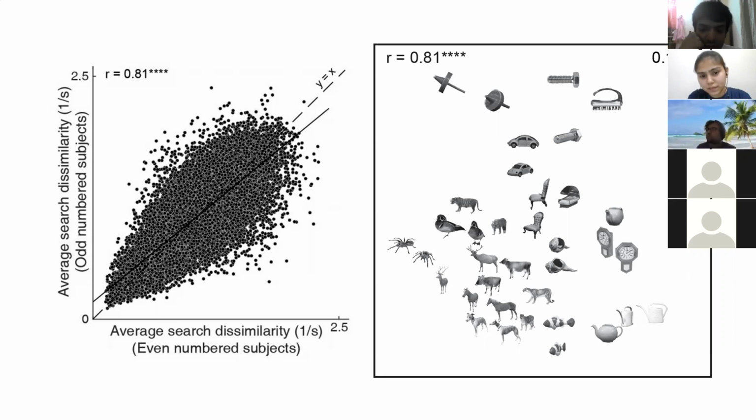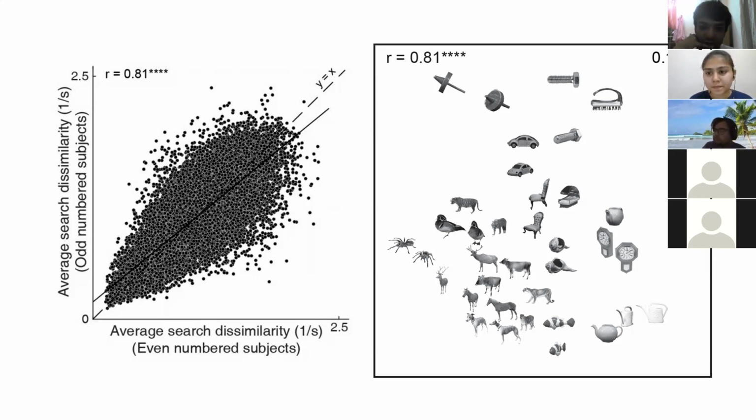The way to interpret this is, for example, if you have a dog as the target and a cow as the distractor, then you will take longer to find the dog. But if you have the same dog as the target, but let's say a teapot as a distractor, it'll be easier for you to find the dog. Got it? Right? So that is what is being represented here.